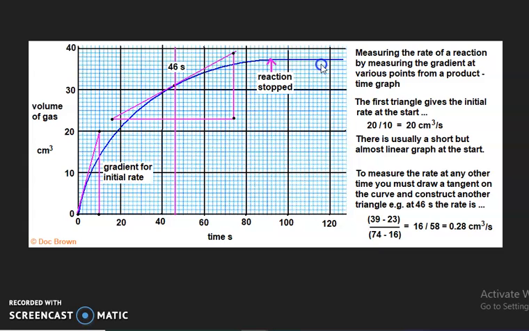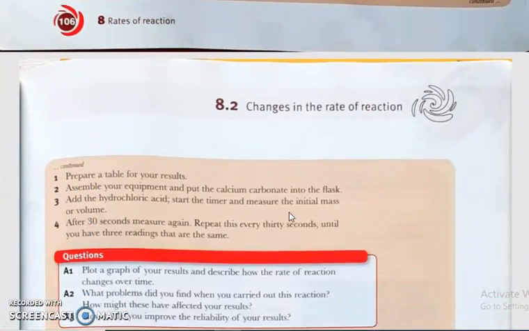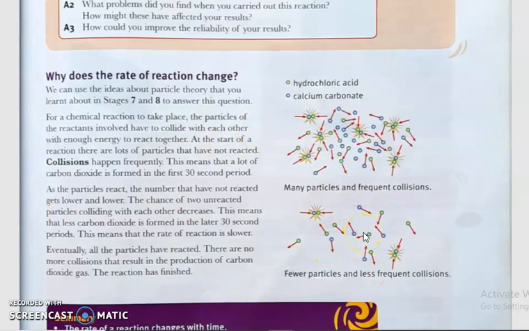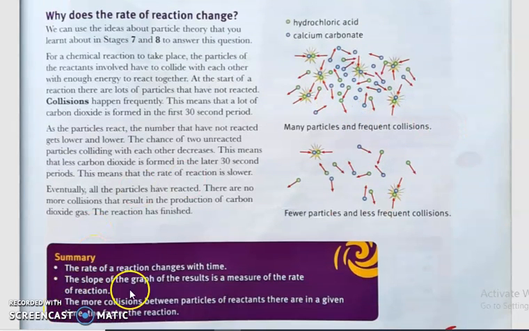To find the slope, we have to draw a triangle, that is, to find the gradient we have to draw a triangle and divide the y-axis by the x-axis. Then we will get the answer. So this is how we will measure the graph. In the next video we will discuss the particle theory related to this rate of reaction. The rate of reaction changes with time, and the slope of the graph of the result is a measure of the rate of reaction.